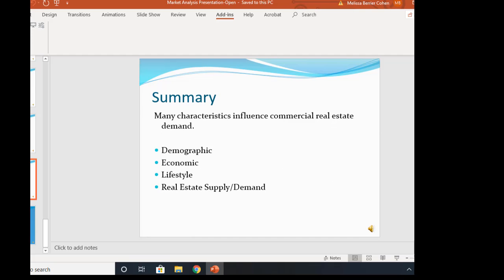So let's summarize. This is a very quick summary here. Just remember that there are many, many characteristics that influence commercial real estate demand and supply. Some of those characteristics, briefly, once again, are demographic. You also want to do your analysis on the economic characteristics. You also want to take a closer look at lifestyle. Who are the people that actually live in that area and what are they like? And simply going back to the basics of real estate supply and demand: what's in the market, who's in the market, what's available, what's not available, what are the current prices and such.